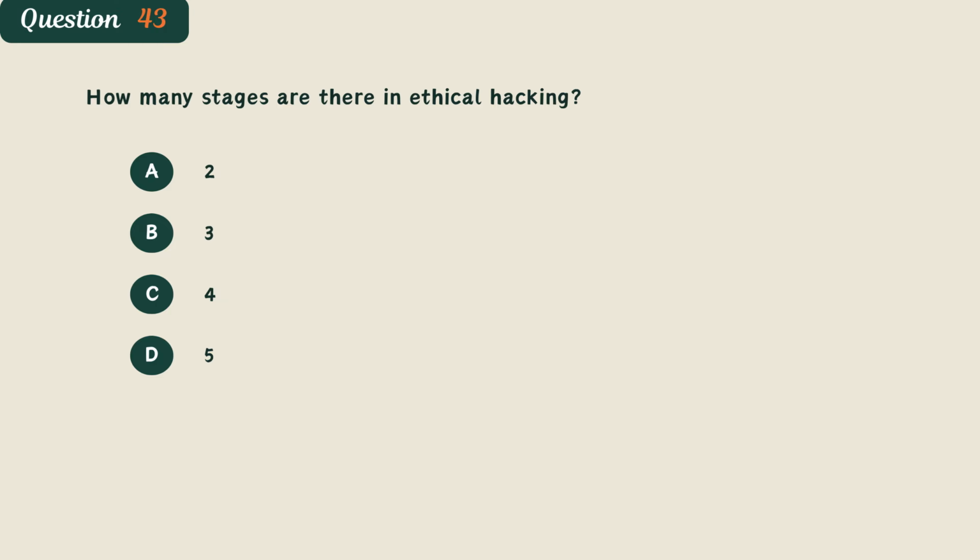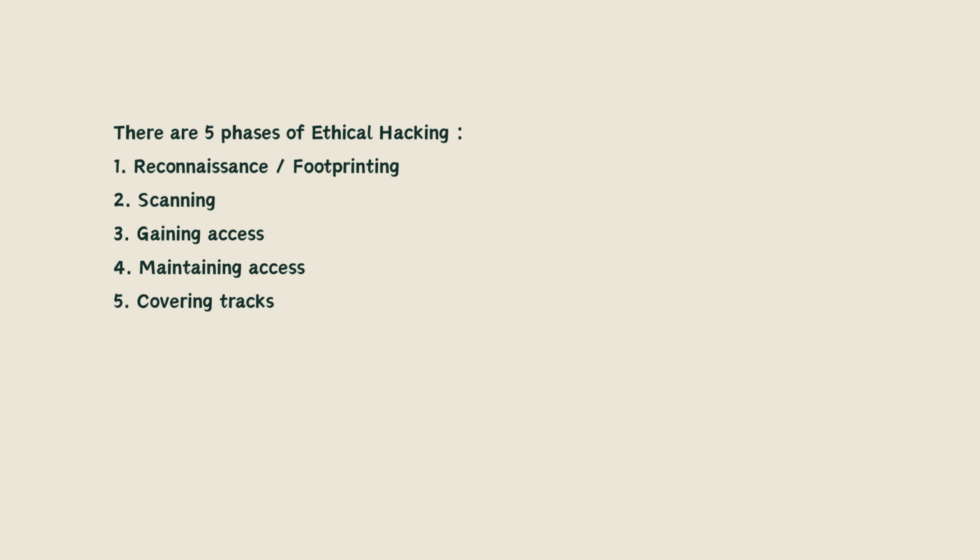Question 43. How many stages are there in ethical hacking? A. 2. B. 3. C. 4. D. 5. Correct answer D. 5. There are 5 phases of ethical hacking. 1. Reconnaissance, footprinting. 2. Scanning. 3. Gaining access. 4. Maintaining access. 5. Covering tracks.